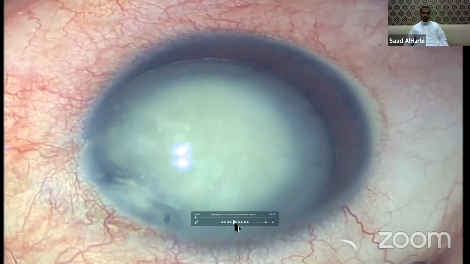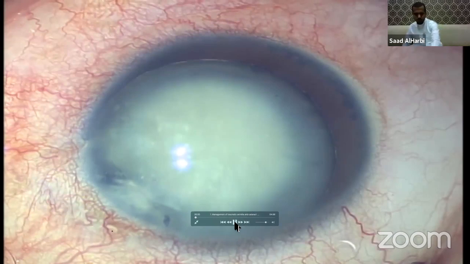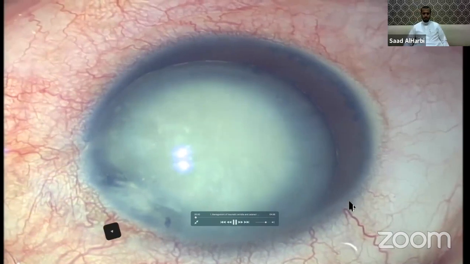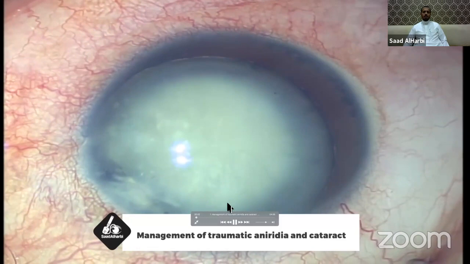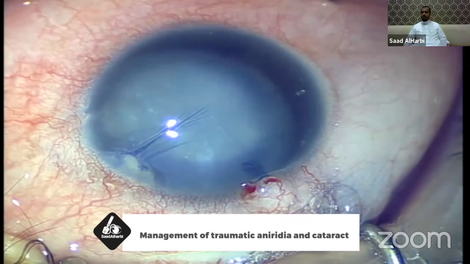Maybe I can just proceed with this. This is a case of traumatic aniridia and cataract, which is intumescent and slightly subluxated. I just want to stop at this slide and ask Dr. Abdallah Asiri. Dr. Abdallah, you can see here that the cause of the drop of vision is the sudden intumescence of the cataract. Although for almost a year, you can see here that the capsule, after I stained it with the Trypan blue, is open here. And this is not a child. He's 30 years old.